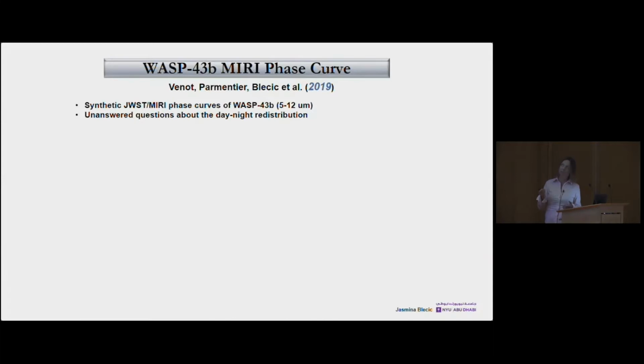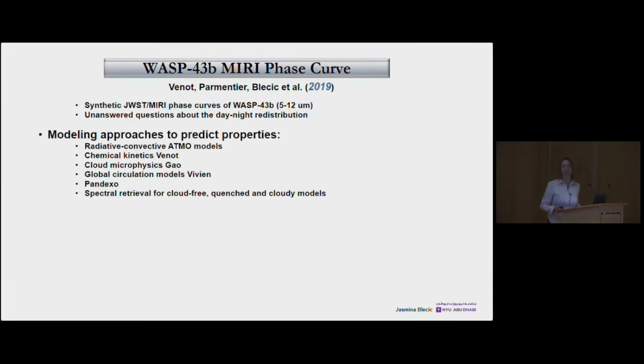And one of the reasons that we suspect could be is the existence of clouds on the night side of the planet, which would obstruct the thermal emission from deep planetary layers, producing dark flux on the night side. So that is why we wanted to investigate whether this is the case for WASP-43b. However, before that, we performed a very thorough modeling approach to predict all the possible properties of WASP-43b.